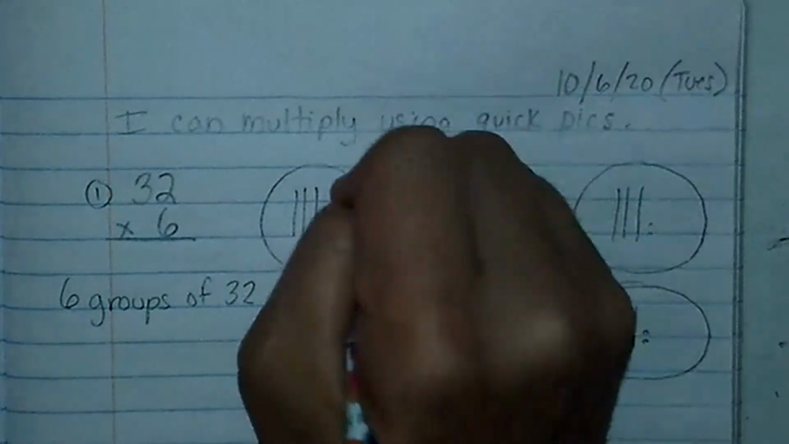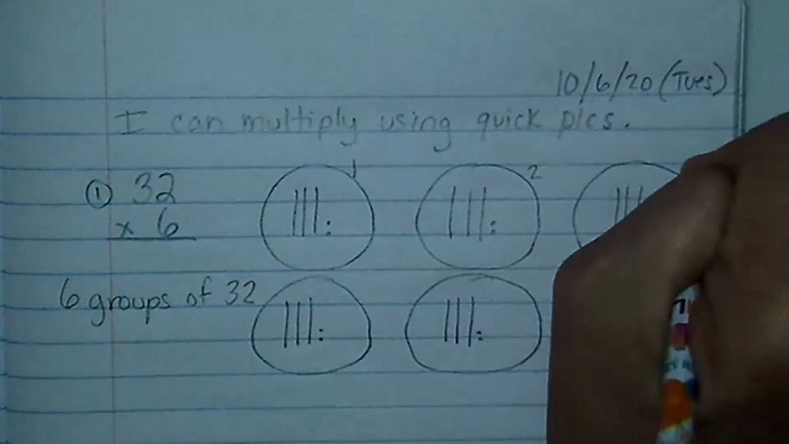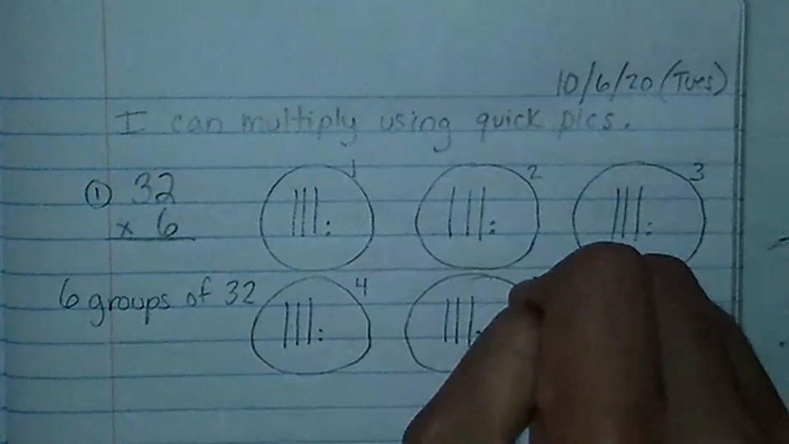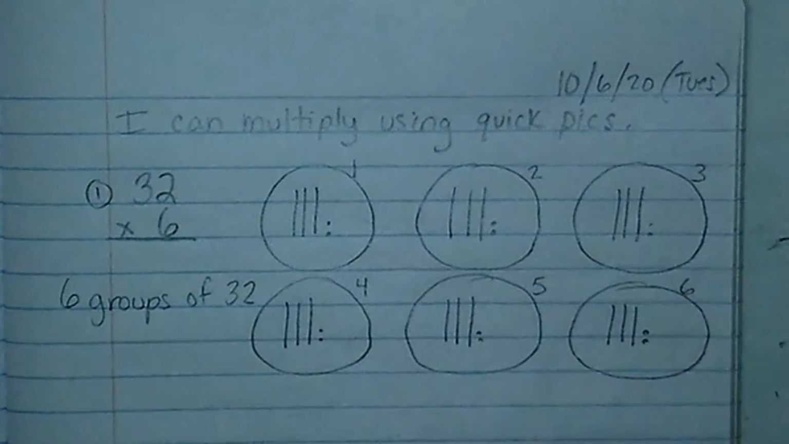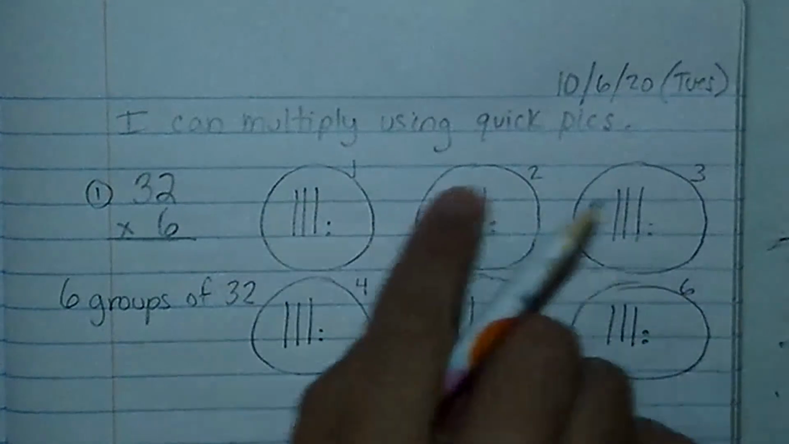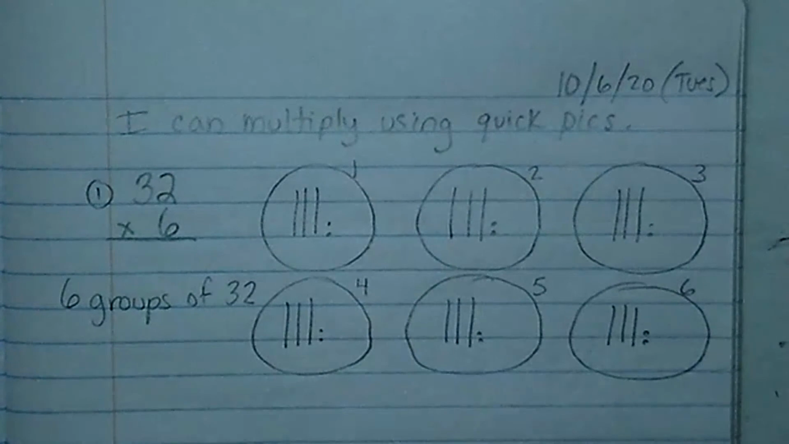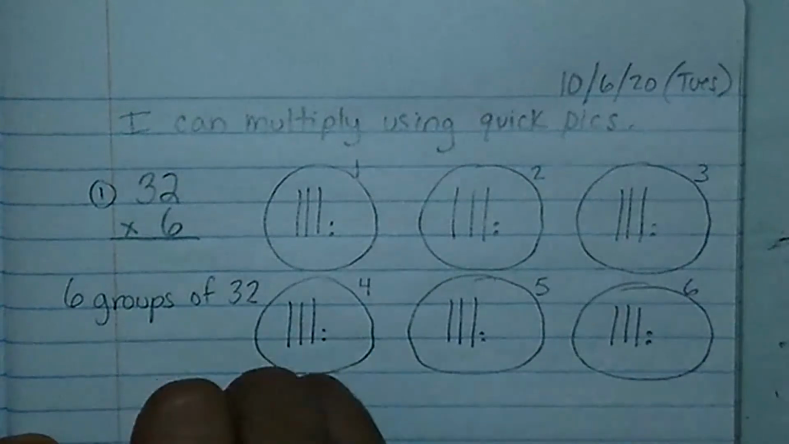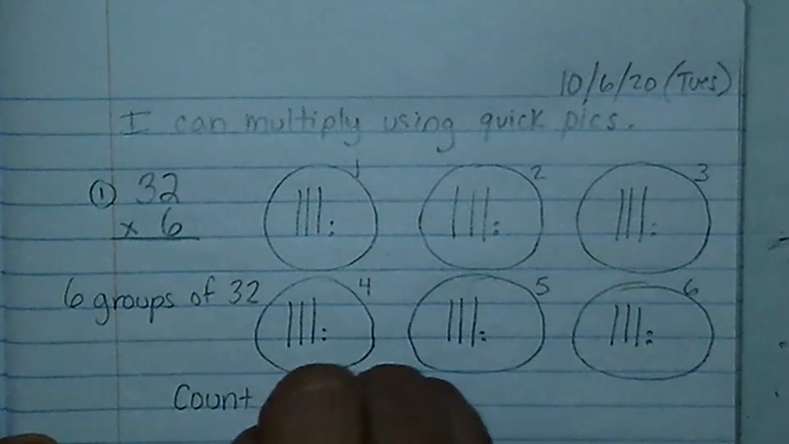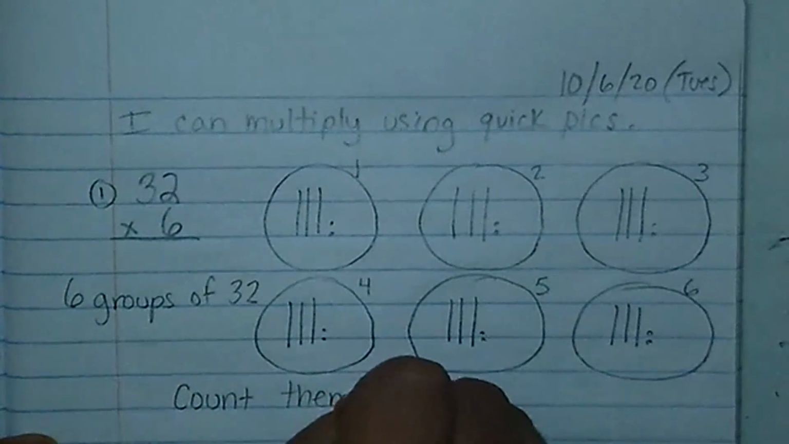All right, so here are my 6 circles. 1, 2, 3, 4, 5, 6. And in each circle, I've shown 32. So now all I need to do is count them. So I'm going to count them right here. Count them. Here we go.